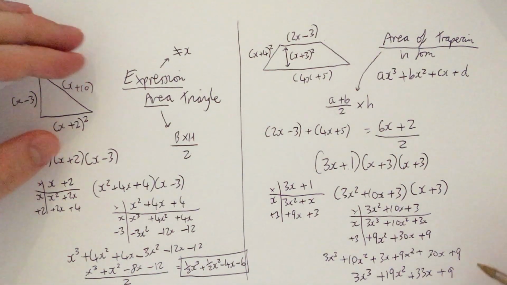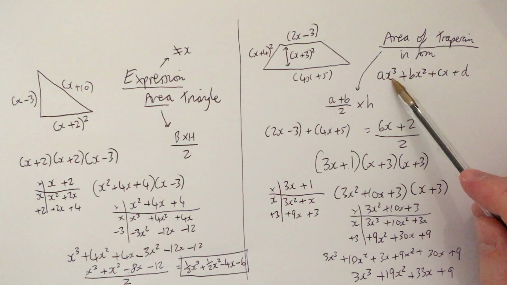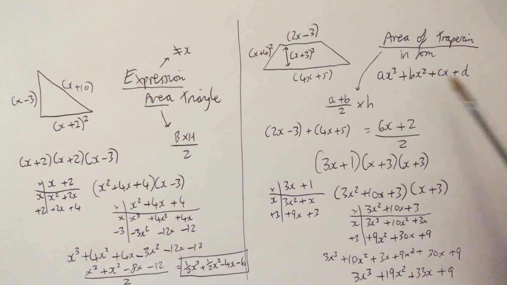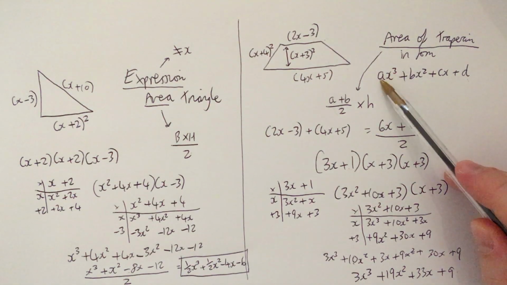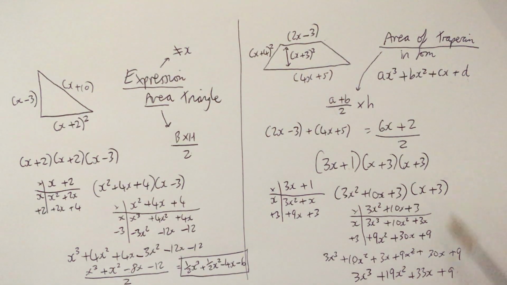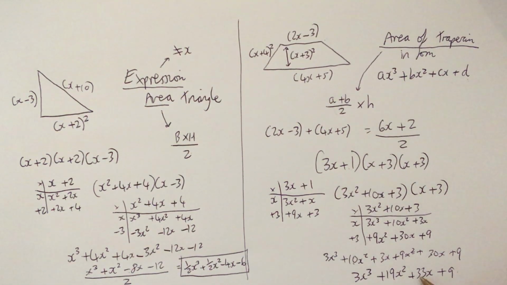Right, so we've done the area of a trapezium. All we've now got to do is say to ourselves, well, how does that tie in with the answer they wanted? They want it in the form ax cubed plus bx squared plus cx plus d. Look at the form we've given it to them. 3x cubed, so therefore the a represents the 3 here. 19x squared, bx squared, so the b is the 19. 33x is the c, and then the d is the 9. So therefore that's our final answer.